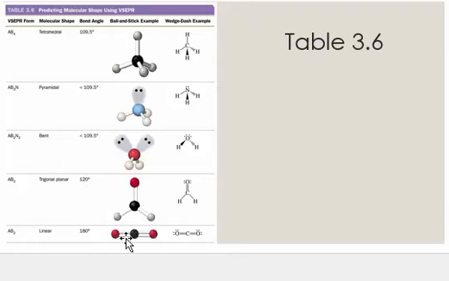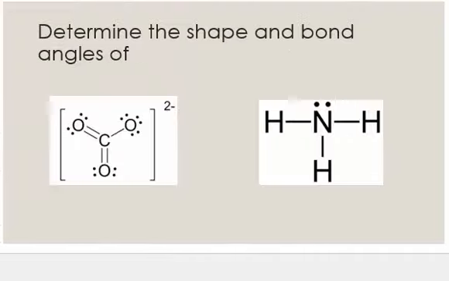If the atom of interest is bonded to 2 other atoms and has no lone pairs, then the shape is linear with bond angles of 180 degrees. Let's apply these steps to determine the shape and bond angles of the polyatomic ion carbonate and the molecule ammonia.